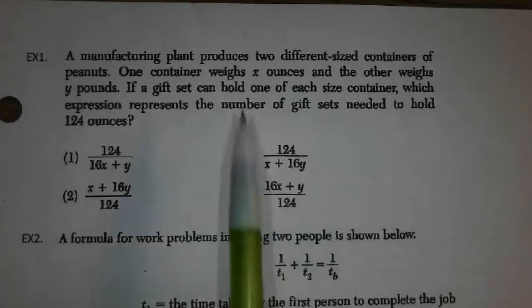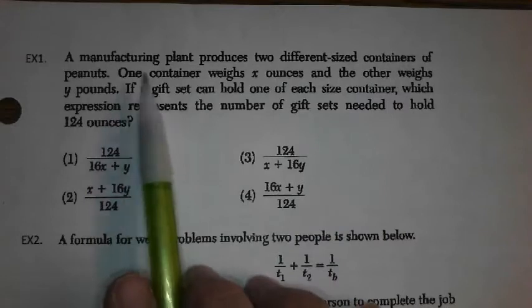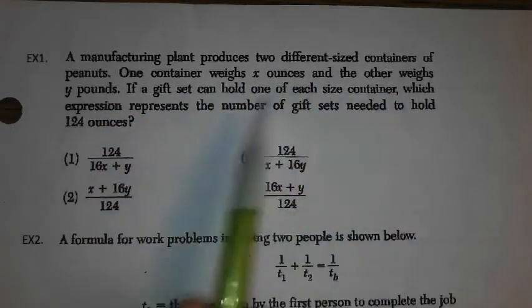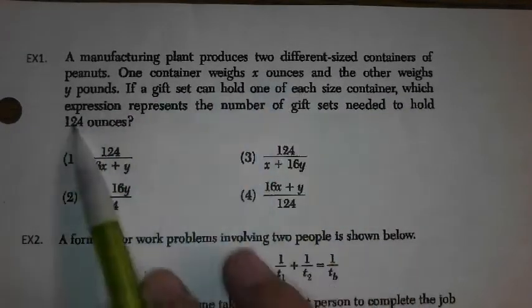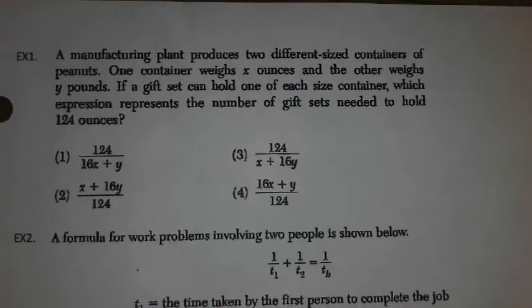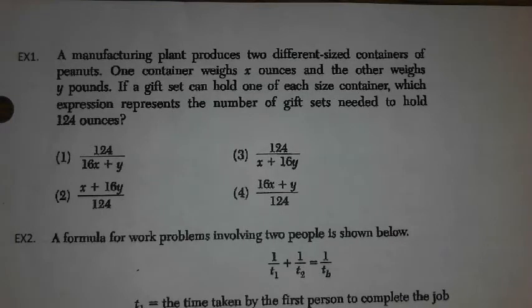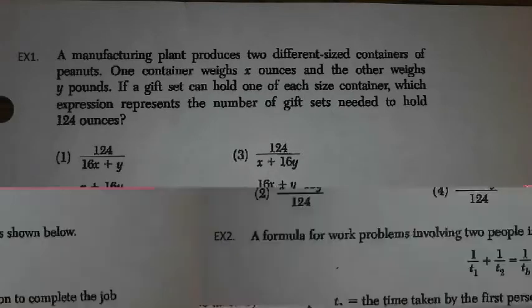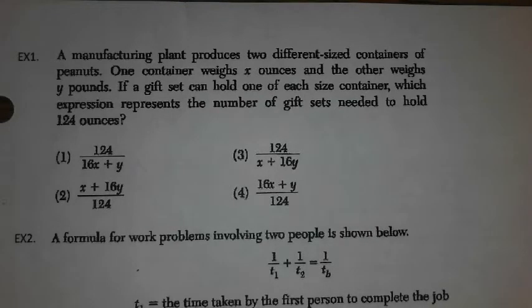So a manufacturing plant produces 2 different size containers of peanuts. One container weighs X ounces and the other weighs Y pounds. So pick up on the difference, ounces and pounds, first of all. If a gift set can hold one of each size container, which expression represents the number of gift sets needed to hold 124 ounces? So my mind spun when I read this. And so when that happens to me, my method is just make up values for X and Y and come up with what the actual answer would be for those concrete numbers and then work from there.